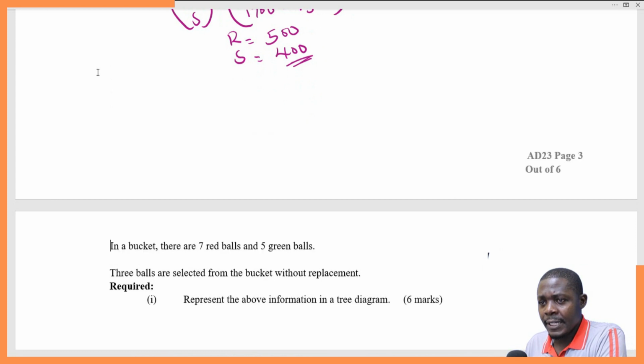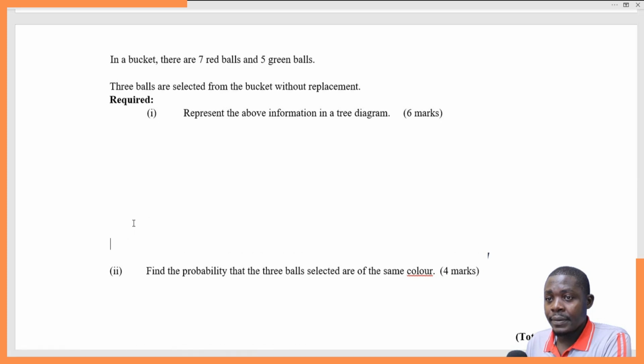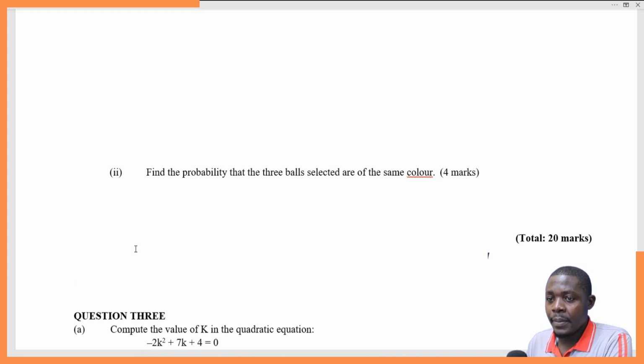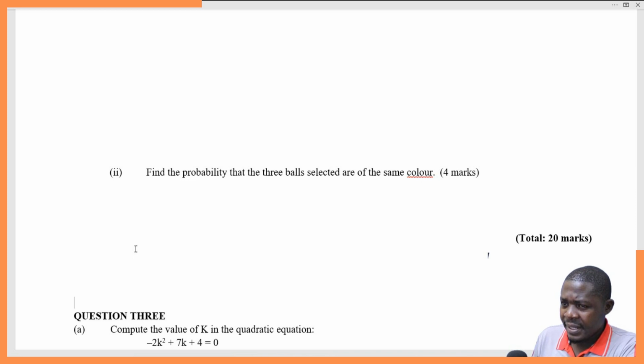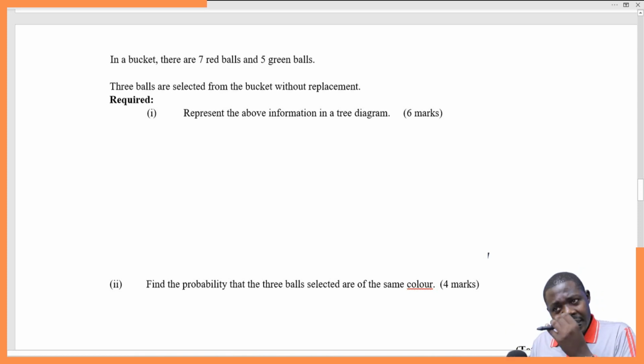Then finally we have part C. Part C, the question reads, in a basket there are 7 red balls and 5 green balls. 3 balls are selected from the basket without replacement. Required, represent above information in a tree diagram. Then Roman number 2 question is asking, we are meant to calculate the probability that the 3 balls selected are of the same color.